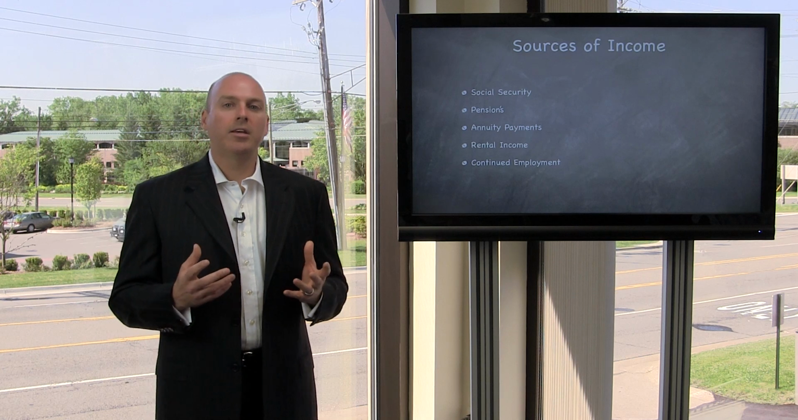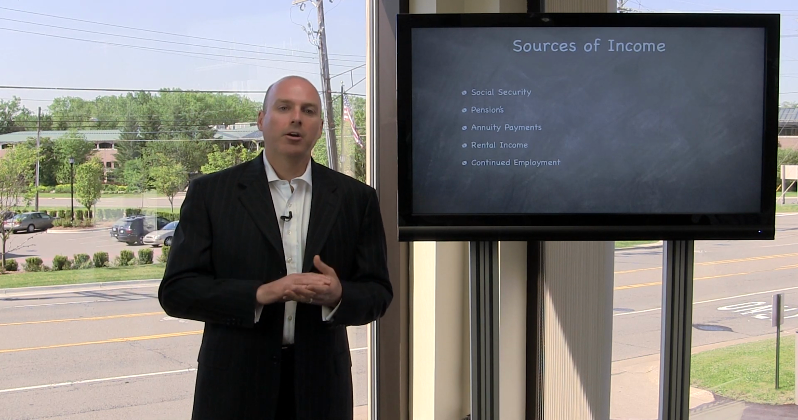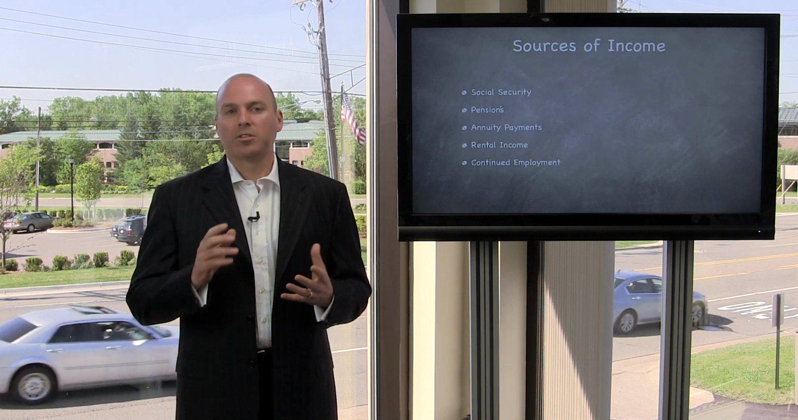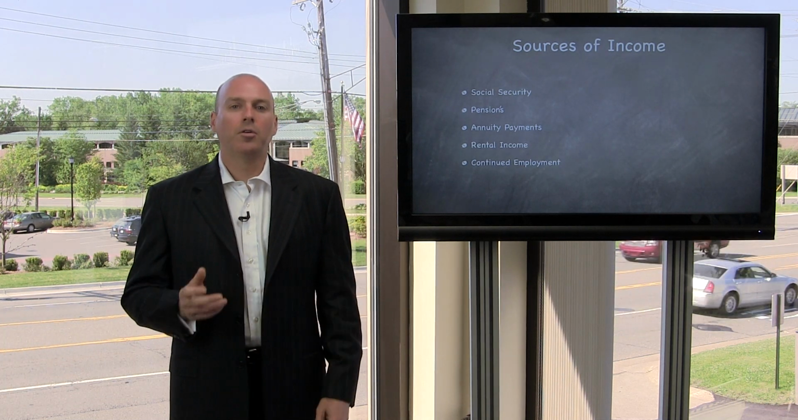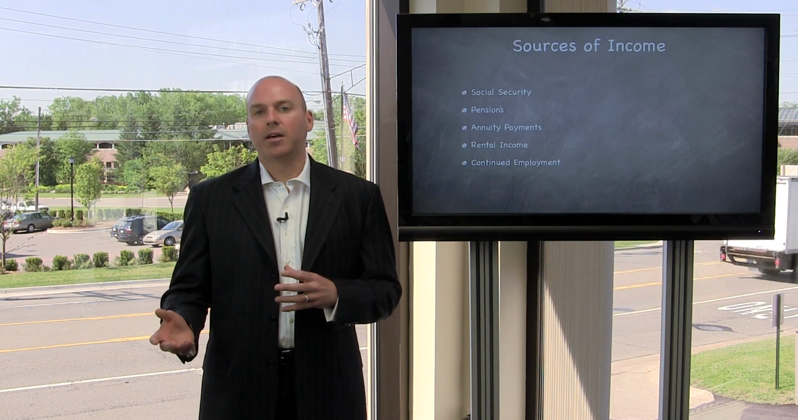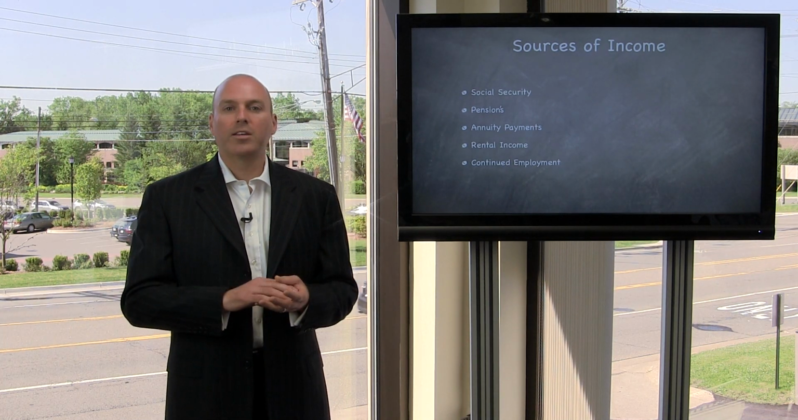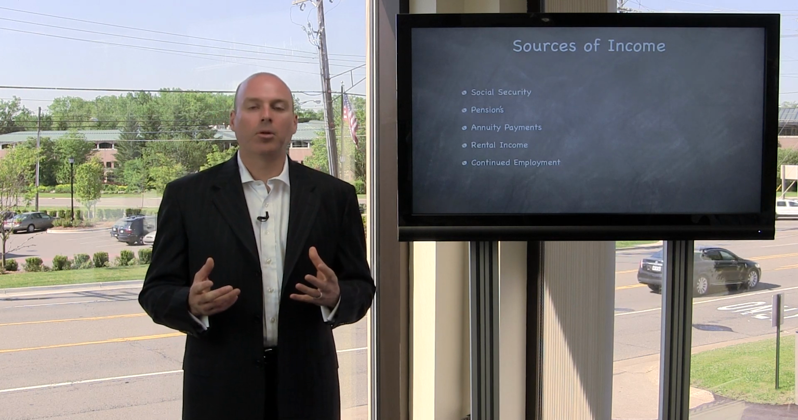Okay, now let's look at income. We want to get an idea of how much money you're going to have coming in on a regular basis in retirement. Here we want to just add up our fixed income sources like pensions, Social Security, annuity payments, and any rental income that you may be receiving. For now, we want to leave out any dividend or interest income that you might be getting from your portfolio assets.